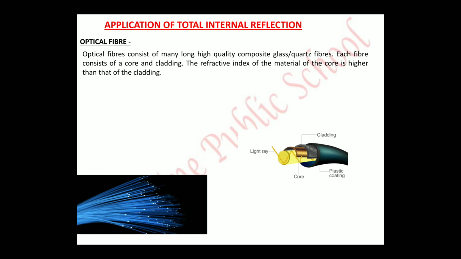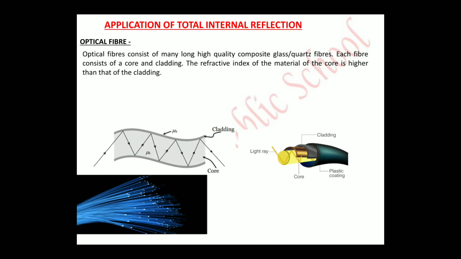Nearby the axis of the wire, you can see a light ray is moving in the fiber. One core is there, above that cladding is there, above that plastic coating is there. Now why is it so? Let us understand. Suppose the cladding is of refractive index mu2 and the core is of refractive index mu1. Mu1 is higher than mu2.